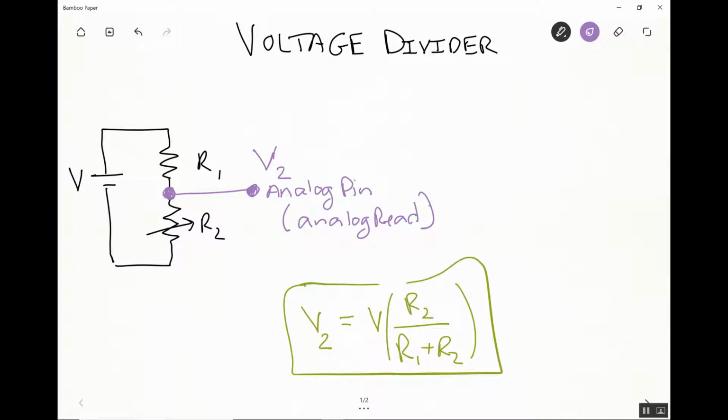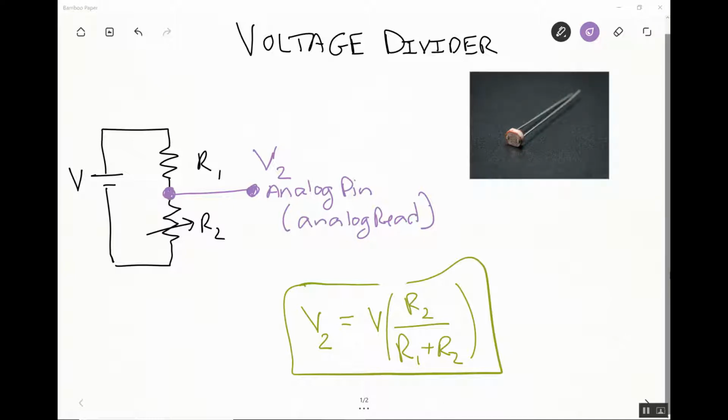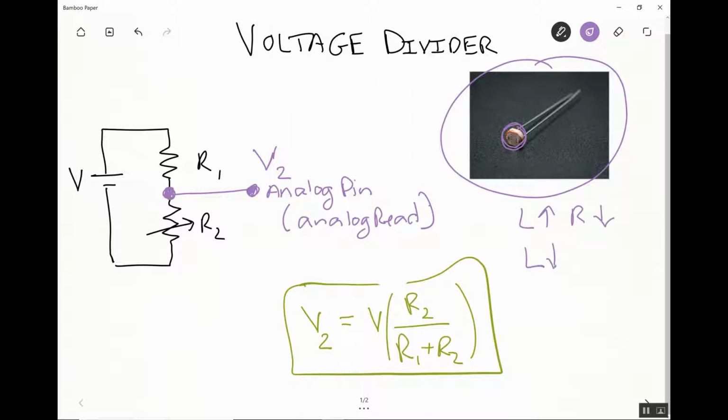Okay, we could set that up, but let me pose a question to you. Here's a picture of an actual photoresistor. It's also called a photocell, and this one can be purchased from Adafruit.com. But when you look at the documentation, it says that when light impinges on the surface of the photocell here, its resistance drops. So as the light intensity increases, the resistance decreases. And in the dark, where there's very little light, the resistance is really big.